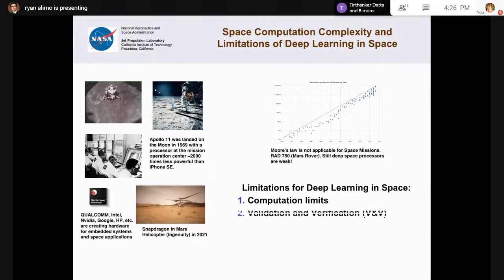The other one is validation and verification. Also, it's called explainability. So when something goes wrong, you should be able to verify and validate what happened. There is also the problem of battery budget and battery consumption, because these algorithms usually need a lot of power, and you don't have that capability when you are in deep space.